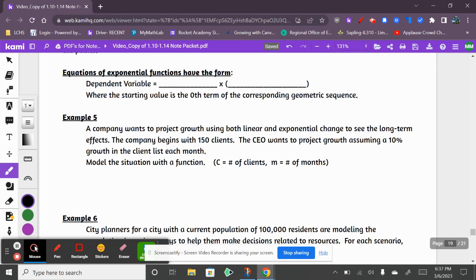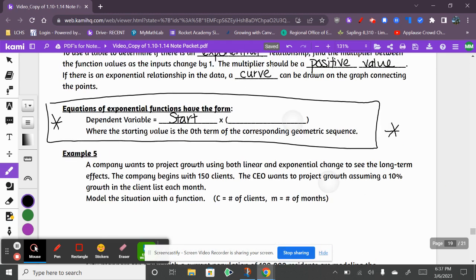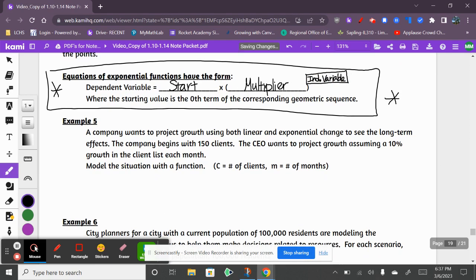So our setup for our exponential functions is a little bit different. We still have our dependent variable on the left, and we still have it equal to the start value times, and this time it's going to be times our multiplier. And then we're going to have an exponent of our independent variable. So the independent variable will be the exponent.